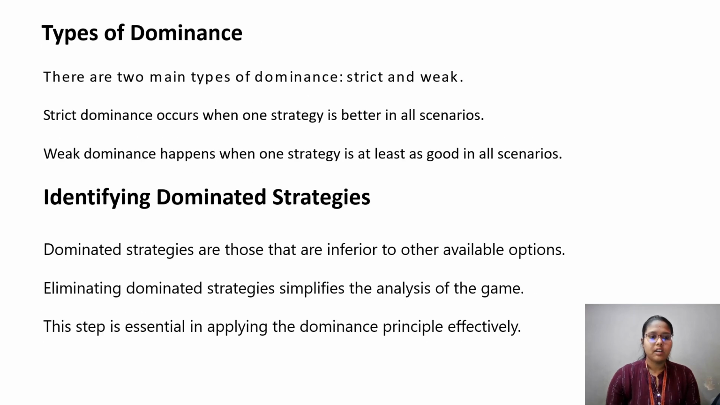Types of dominance. There are two main types of dominance, strict and weak. Strict dominance occurs when one strategy is better in all scenarios. Weak dominance happens when one strategy is at least as good in all scenarios. Identifying the dominated strategies. Dominated strategies are those that are inferior to other available options. Eliminating the dominated strategy simplifies the analysis of the game. This step is essential in applying the dominance principle efficiently.